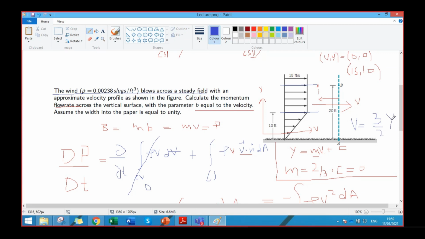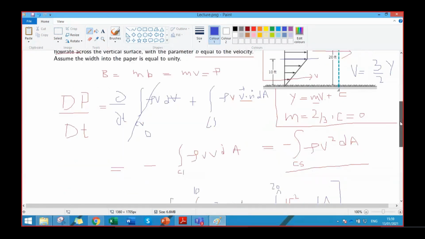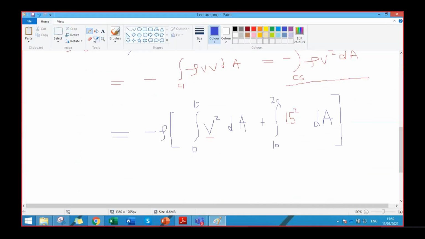Clear? Yes, sir. So we'll replace this v square by 3 by 2 squared, which would be 9 by 4 y square.